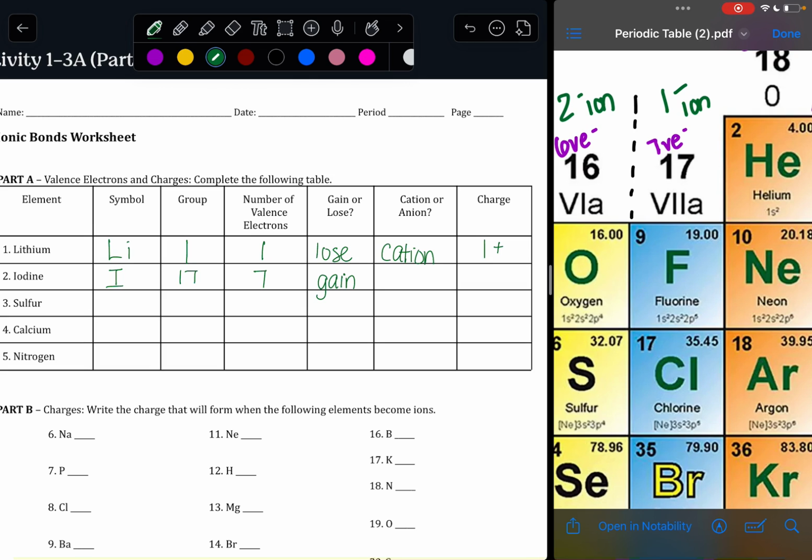That means that it is an anion. It is a nonmetal on the right side of our periodic table, and it has a negative charge, and because it only needs to gain 1, it's going to end up with a 1 negative charge.